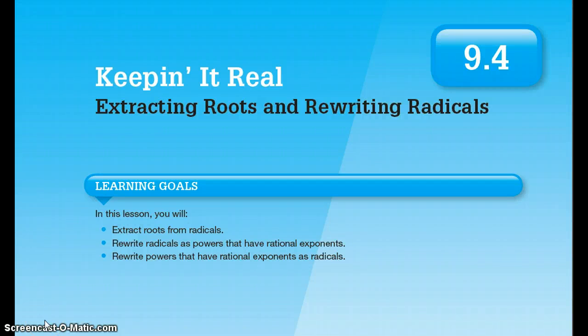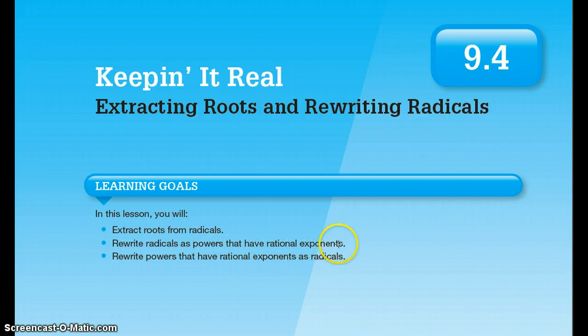Hi, this video is going to take you through some of the sections of Lesson 9.4. Obviously, as you read this, we are talking about, again, extracting roots. That would be like square roots, cube roots, fourth roots, fifth roots, all of those things that we've been looking at, as well as rewriting radicals. And again, radicals is just another word for the roots. So we're going to be doing both those things.